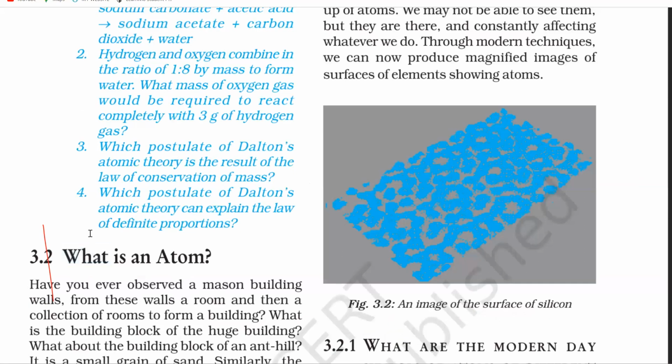Do question number 3 and 4. Which postulate of Dalton's atomic theory results in the law of conservation of mass? And which postulate of Dalton's atomic theory explains the law of definite proportion? Do it by your own. So the question is the third and fourth question.